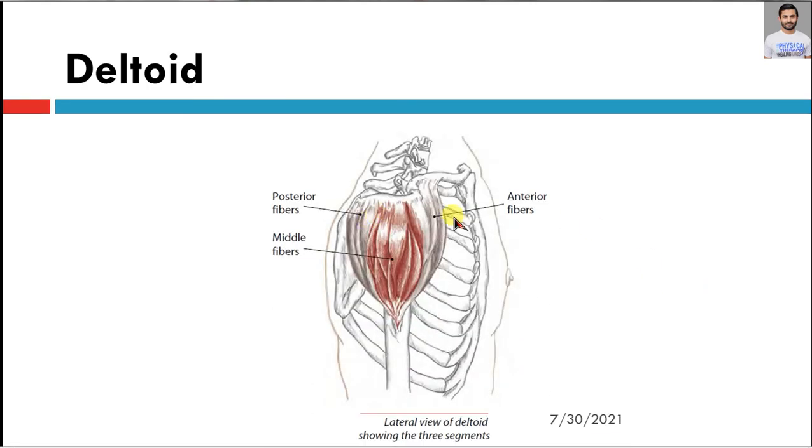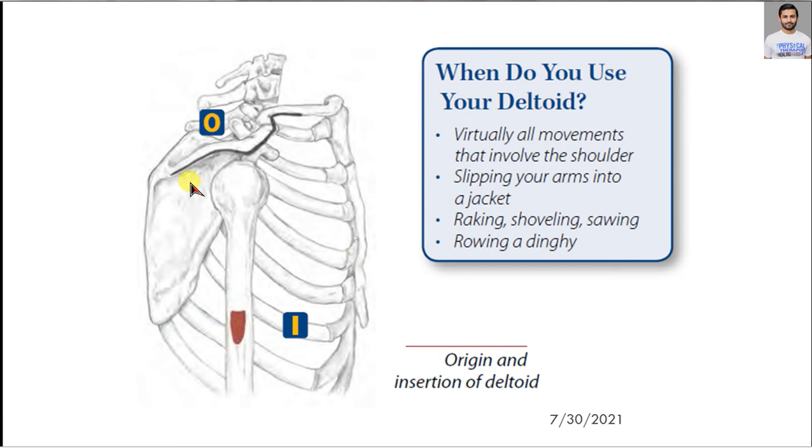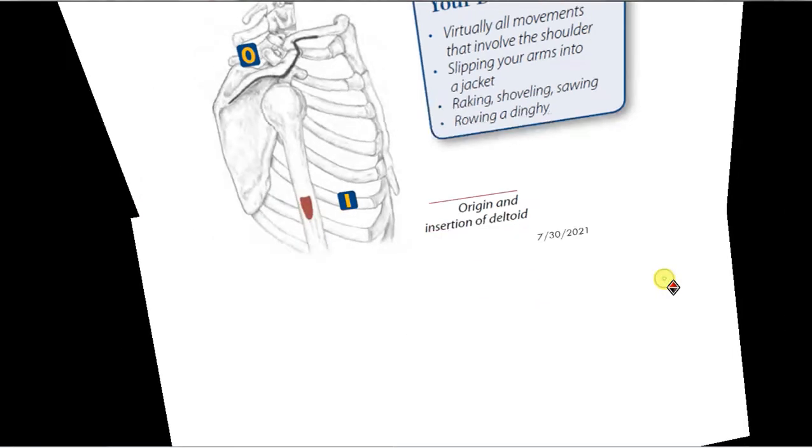The deltoid is a very important muscle, and it makes a lot of the bulk of the shoulder region. The most lateral part, or the lateral contour of the shoulder, is because of the deltoid muscle. It has three fibers: the anterior, the middle, and the posterior fibers. And this is the deltoid tuberosity where it is attached. So this is the whole of the origin, and this is the insertion of the deltoid.